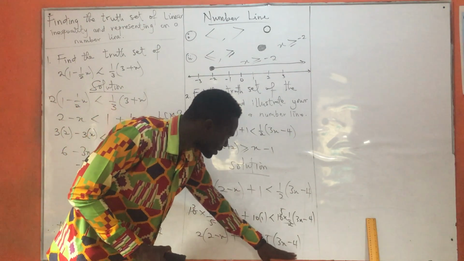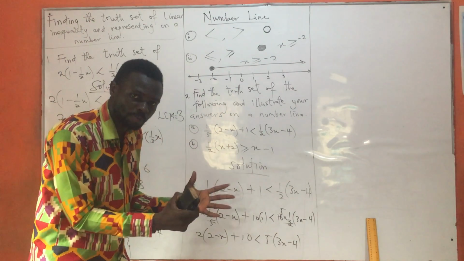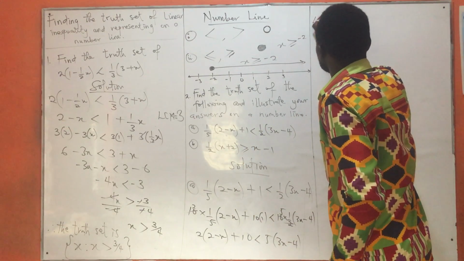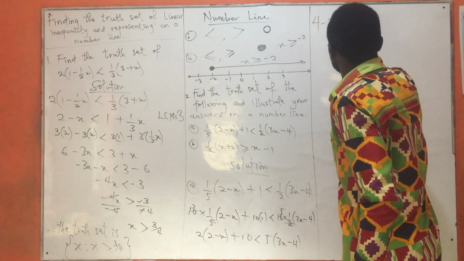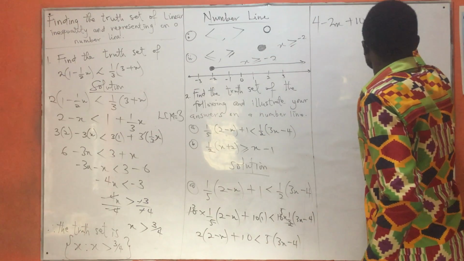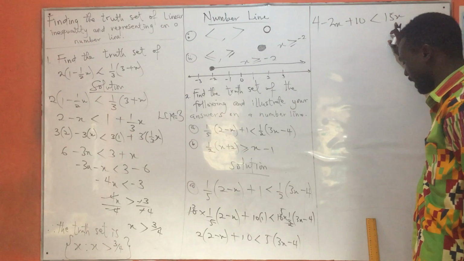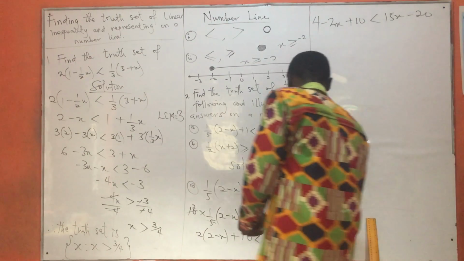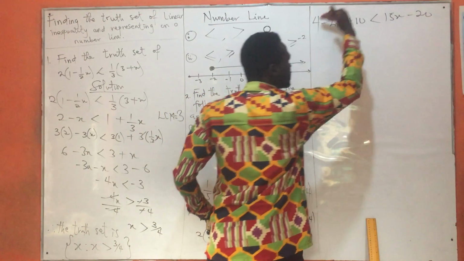Now, when you look at this, you now have the relation to have a what? A bracket. So we expand. When you expand this one, we have 4 minus 2x plus 10, which is less than 15x, because 5 times 3x is 15x, minus 20. So from here, now that we've expanded, x is on both sides.